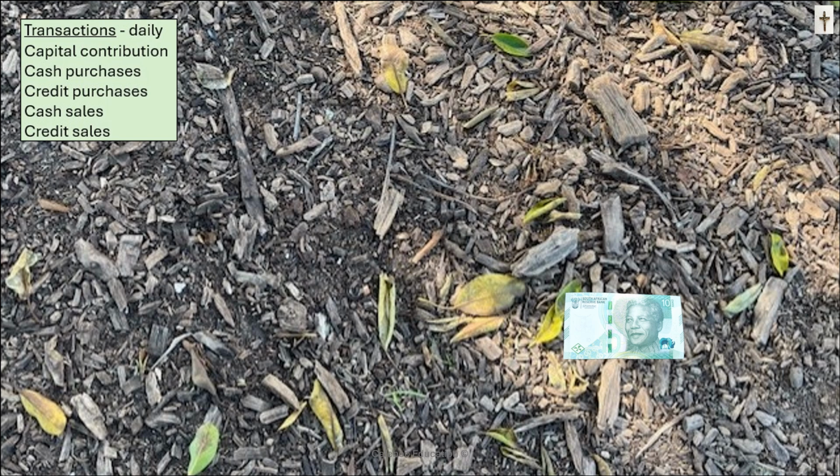I thought I'd show you every step of the way. So transactions take place on a daily basis. Examples are capital contribution, the owner puts money into the business, cash purchases, cash transactions, credit purchases, cash sales, credit sales. Those are examples of transactions.